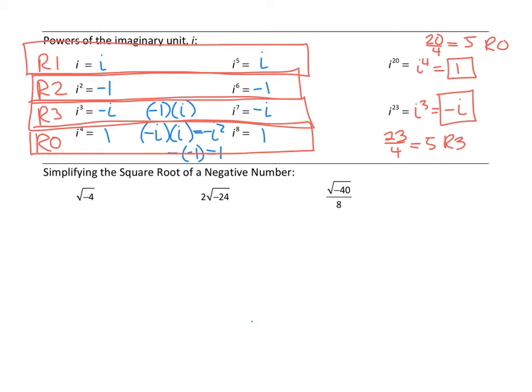In the next part, we're going to simplify our radicals that have negatives underneath them. We would think of the square root of -4 as the square root of negative 1 times the square root of 4. The square root of negative 1 is i. The square root of 4 is 2. And we always write the i at the end of the number, so we would call that 2i.